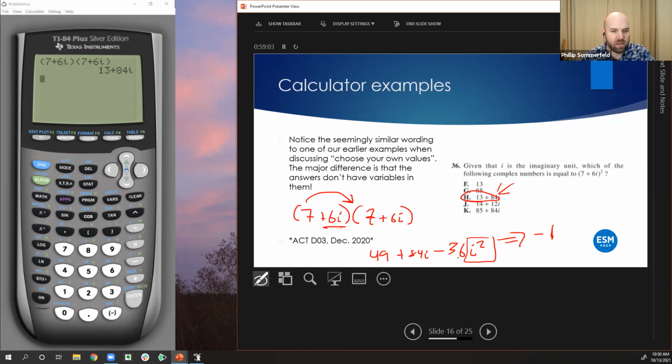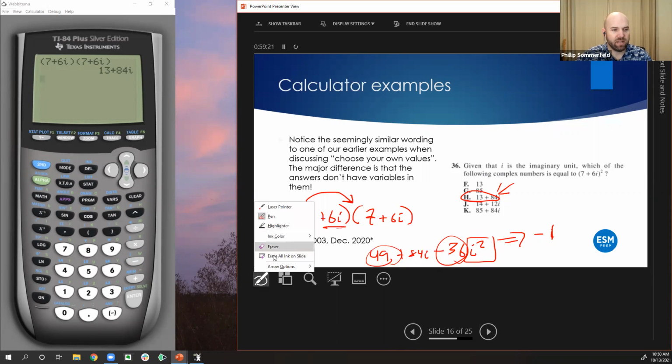So now you have to do a little bit of very basic arithmetic, but there are a lot of steps, both algebraically and arithmetically, that you had to run through when you could have just done this on your calculator. And you can be pretty confident that your calculator gave you the right answer.